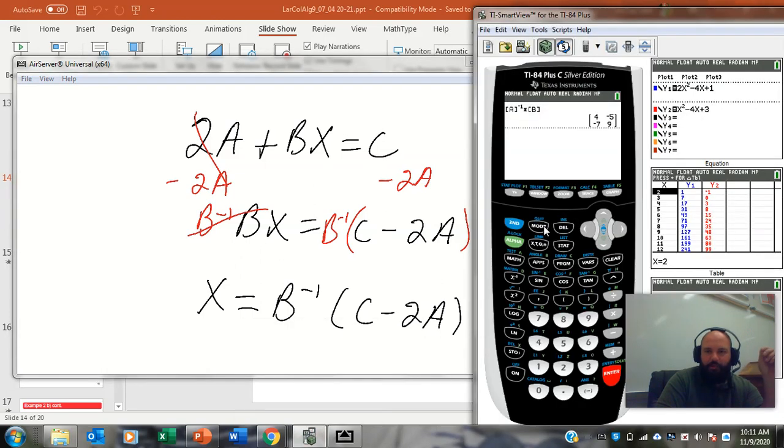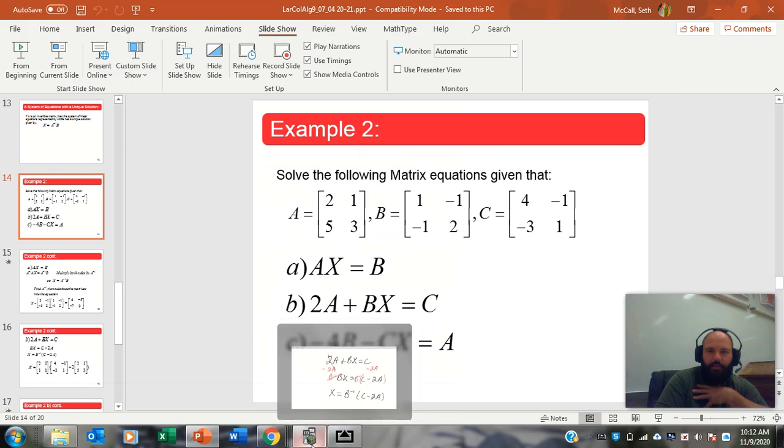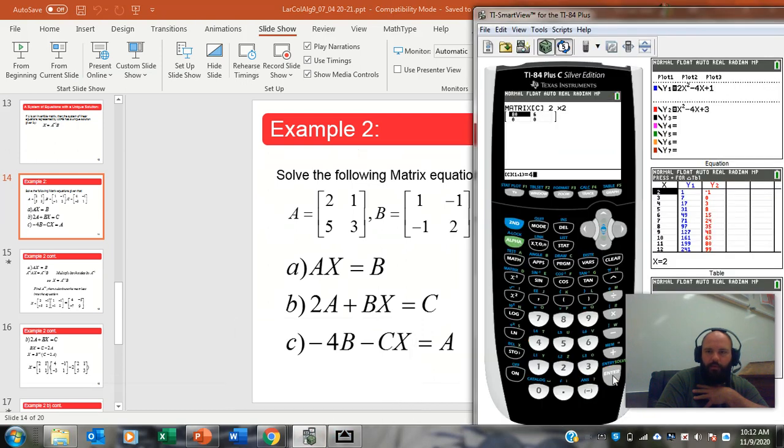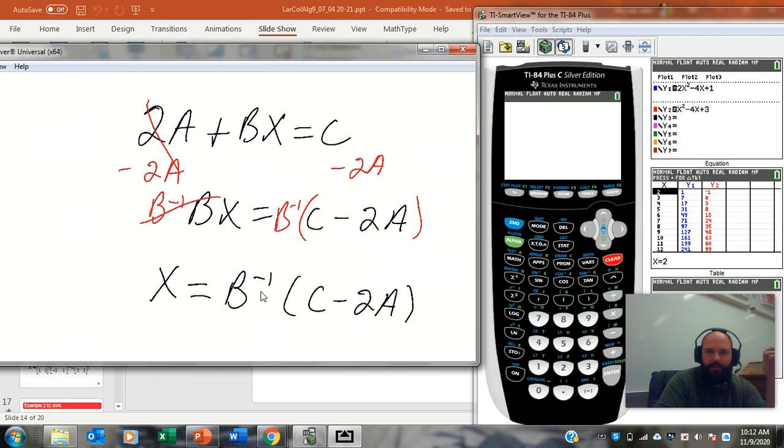Now I did not put matrix C in yet, so I need to go into Edit, go down to C. Going to make that a 2 by 2. And C is 4, -1, -3, 1. So 4, -1, -3, 1. So now that I have A, B, and C in the calculator, I can simply follow what I came up with right here by solving.